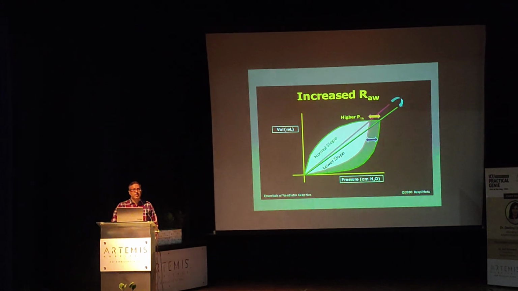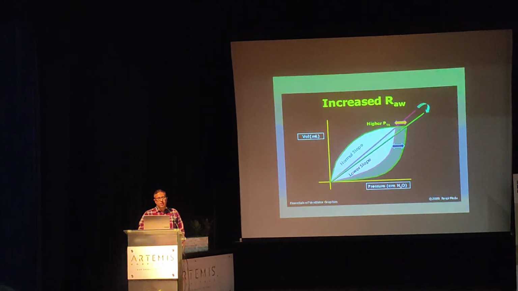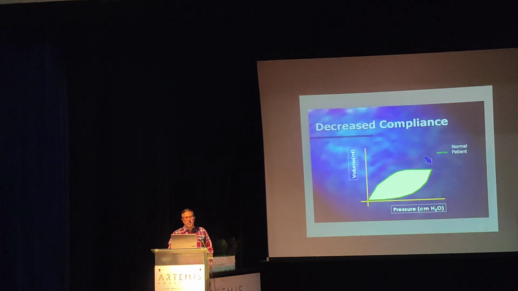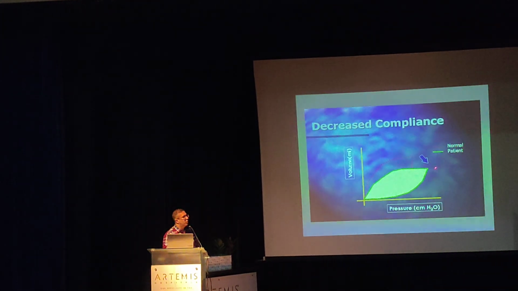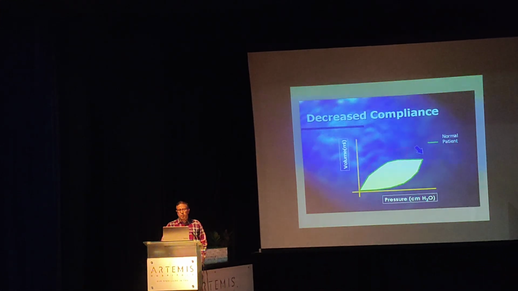So increased air resistance: the shape of the loop broadens and the slope decreases. Whereas in decreased compliance, the whole loop is shifted downwards. So what happens? With the same pressure, you can only generate a lower volume. That is what we mean by shifting of the loop downwards.